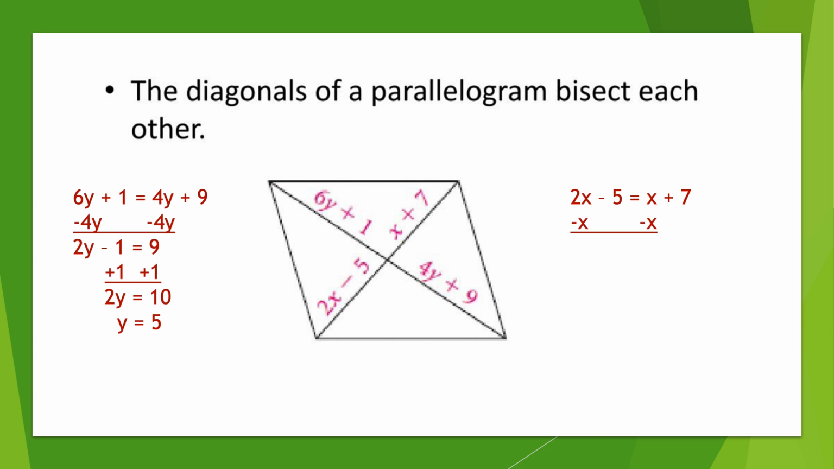2x minus 5 will equal x plus 7. Solve that out. Okay, subtract x from both sides. X minus 5 is 7. Yay, I kept the sign the same. Right? Good for me. Add 5 to both sides. X is equal to 12.